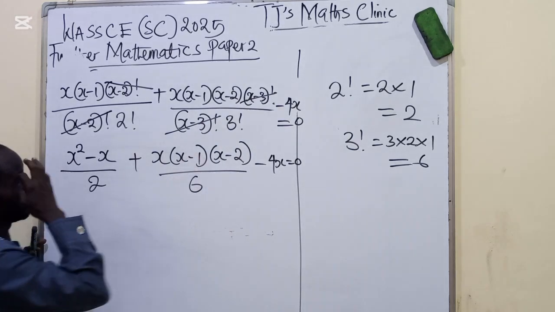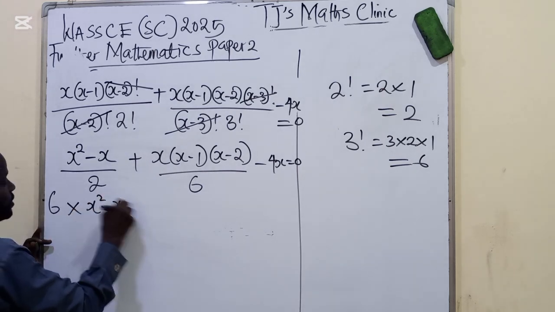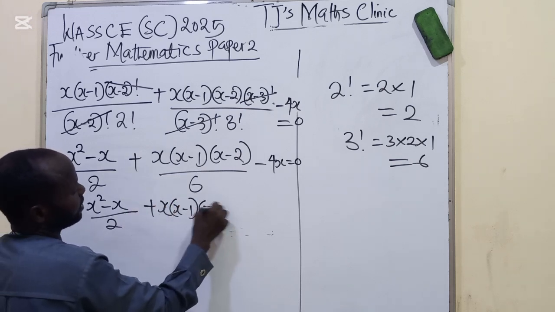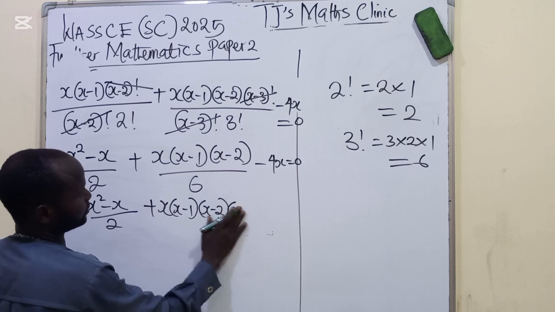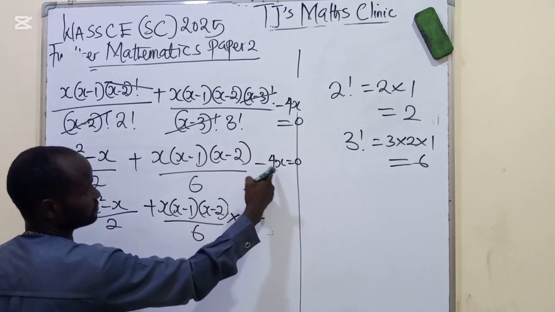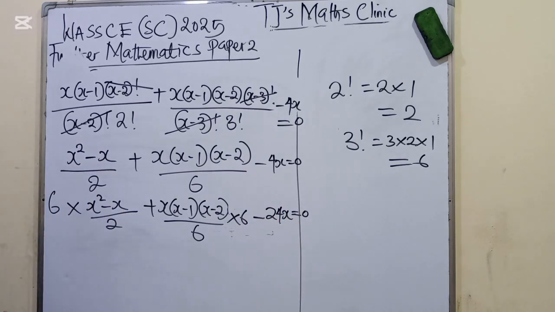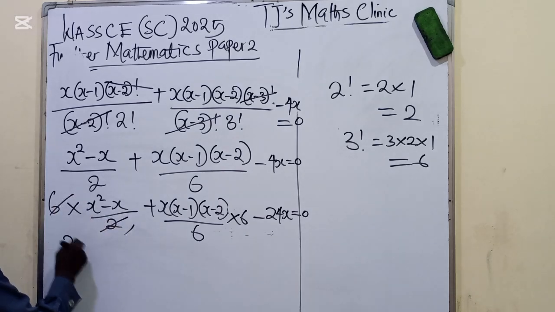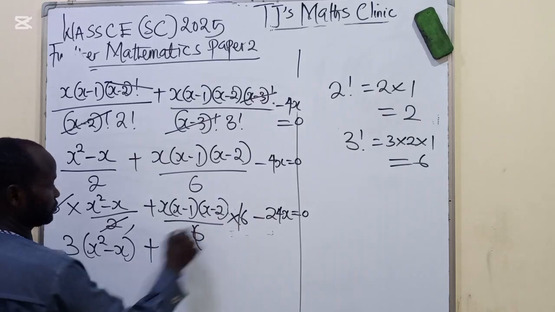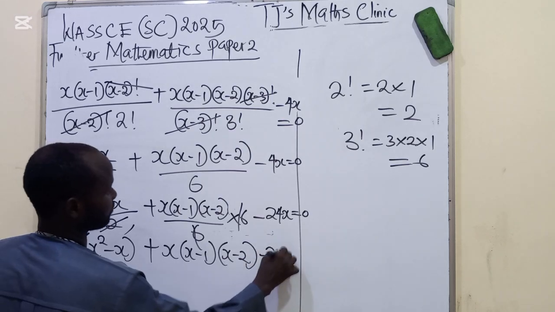We may choose to multiply through by the LCM, 6. So let's multiply through by 6. x squared minus x divided by 2, plus x into x minus 1, x minus 2 divided by 6, times 6, minus 4x times 6, that will be 24x, equals 0. Very important: 6 divided by 2 is 3, and 6 will cancel this. That will be 3 into x squared minus x, plus x into x minus 1, x minus 2, minus 24x equals 0.